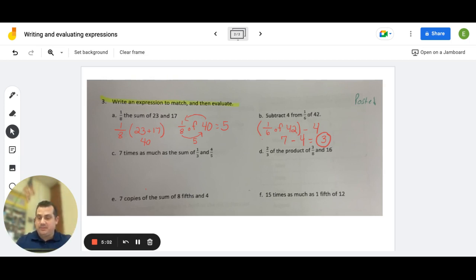Okay, so let's go to C. C here is 7 times as much as the sum of 1/3 and 4/5. So I have to do 7 times the sum of, so I know I have to do 1/3 plus 4/5. Okay. Now here, so I need to find out what 1/3 plus 4/5 equals. Okay. I know that I need to figure that out.